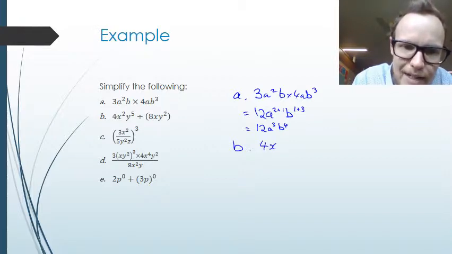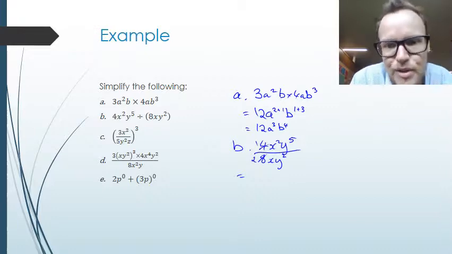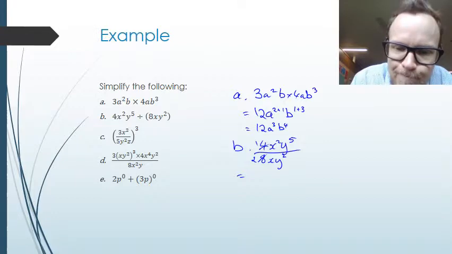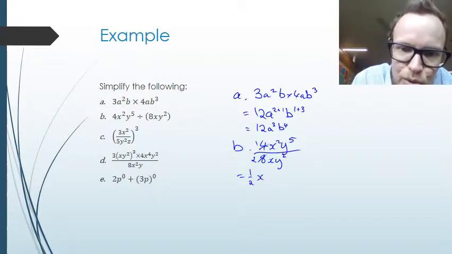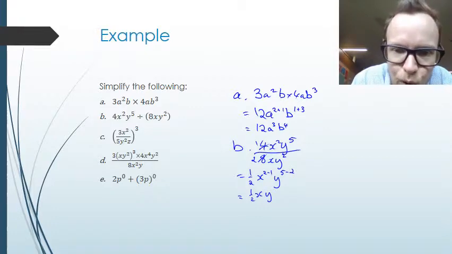So I've got 4x squared y5, and I'm going to express it as a fraction using the divide for the vinculum. 8xy squared. The 8 and 4 simplify to 1 over 2. So I divide the top and the bottom by 4. And so I'm going to be left with a half. Now I've got x2 minus 1, and I've got y5 minus 2. So I'm left with here 1/2 x to the power of 1 is just x, y to the power of 3.